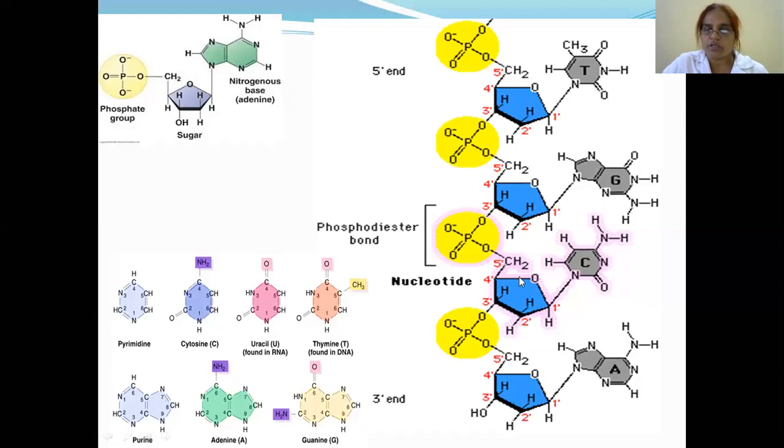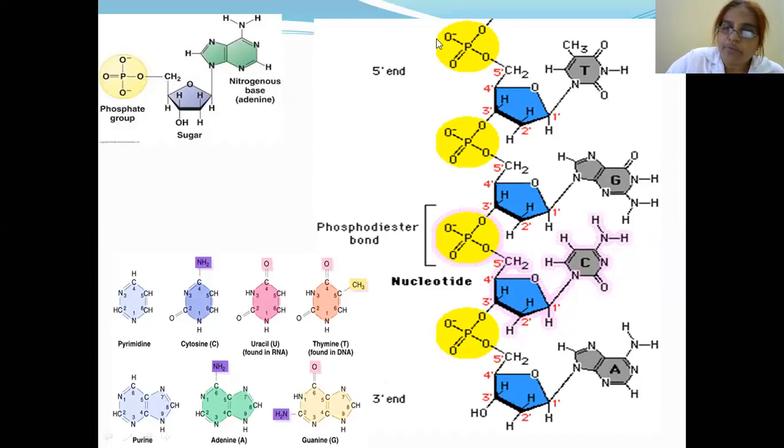See the arrangement of each nucleotide: 1, 2, 3, 1, 2, 3, 1, 2, 3, 1, 2, 3. This is a sequence of nucleotides. Each nucleotide binds with the next through phosphodiester bonds, where the 5' end of one nucleotide joins the 3' end of another nucleotide. That's why we call them 3' and 5' ends.